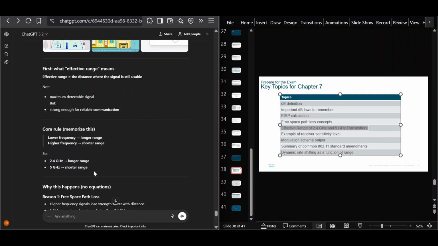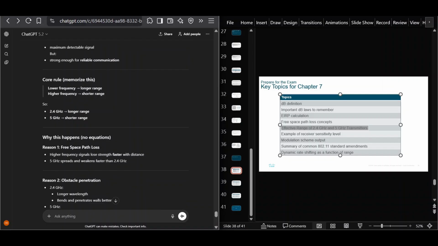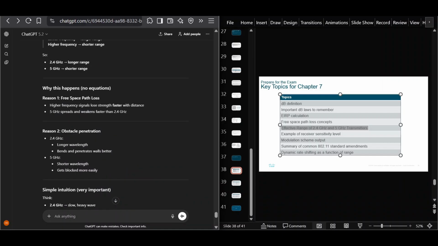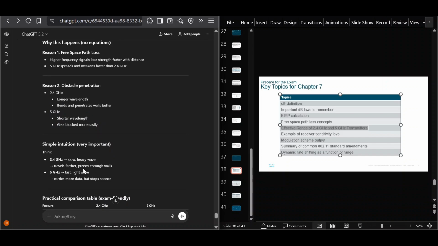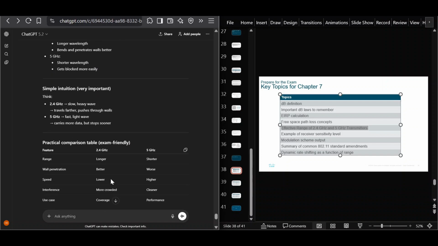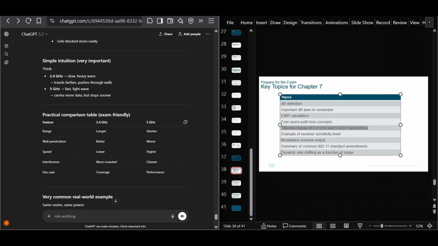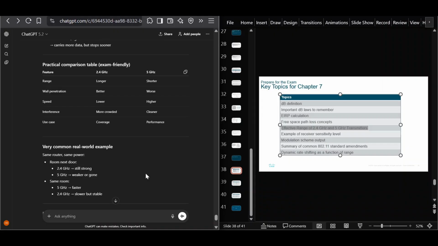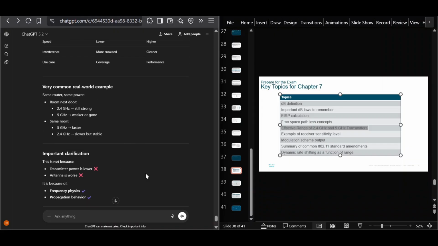Okay. In free space, higher frequency loses more with distance and weakens faster than longer wavelength bands, which penetrate walls better; shorter wavelengths get blocked more easily. Slow, heavy waves travel further and push through walls. Interference: the lower band is more crowded, the higher is cleaner. So 2.4 gigahertz is for coverage, 5 gigahertz is for performance. A room next door is still strong versus weaker or gone; faster versus slower.